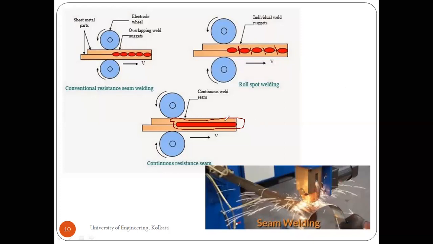So the pressure is applied continuously, before, during, and after the welding. So this is an application of seam welding. There is something which is being manufactured, or it is being created, some welding is created. Okay, I'll try to show you a video of the seam welding as well.